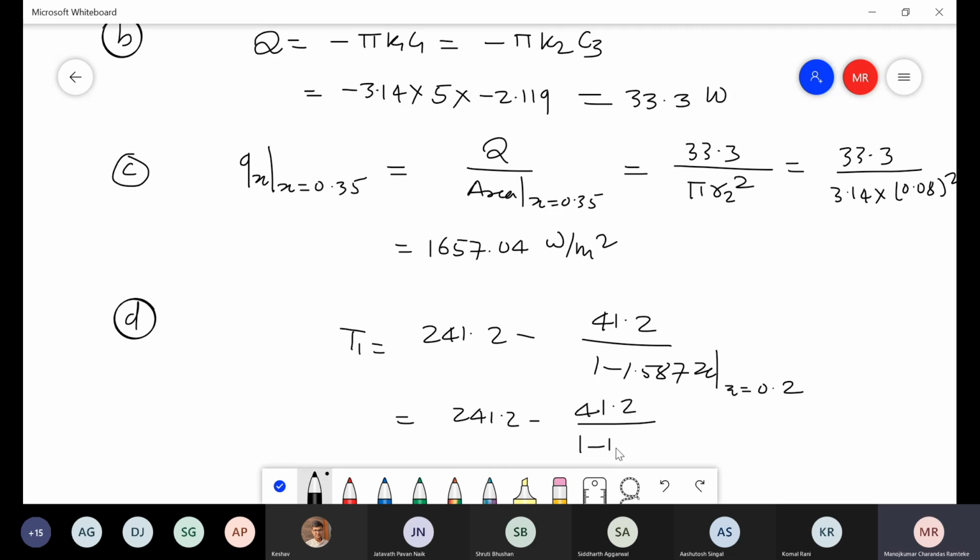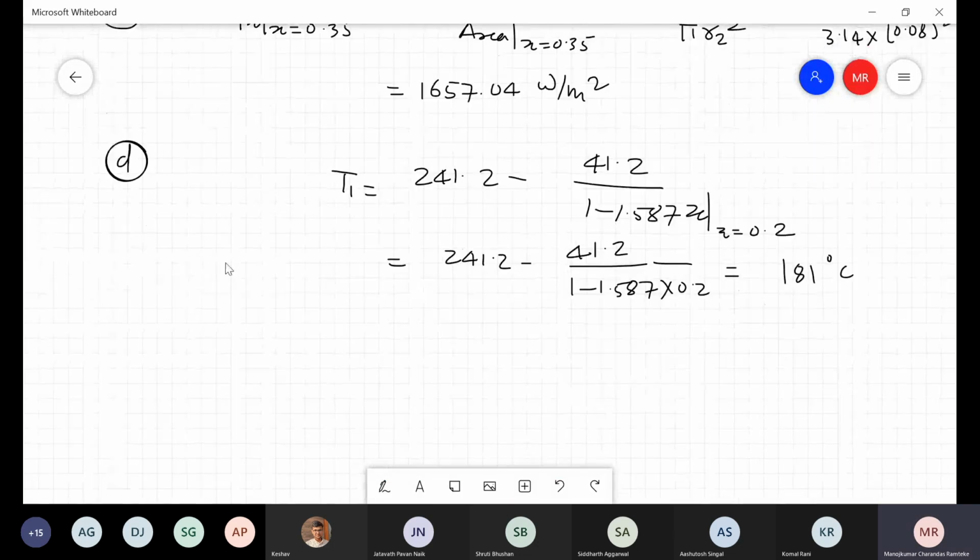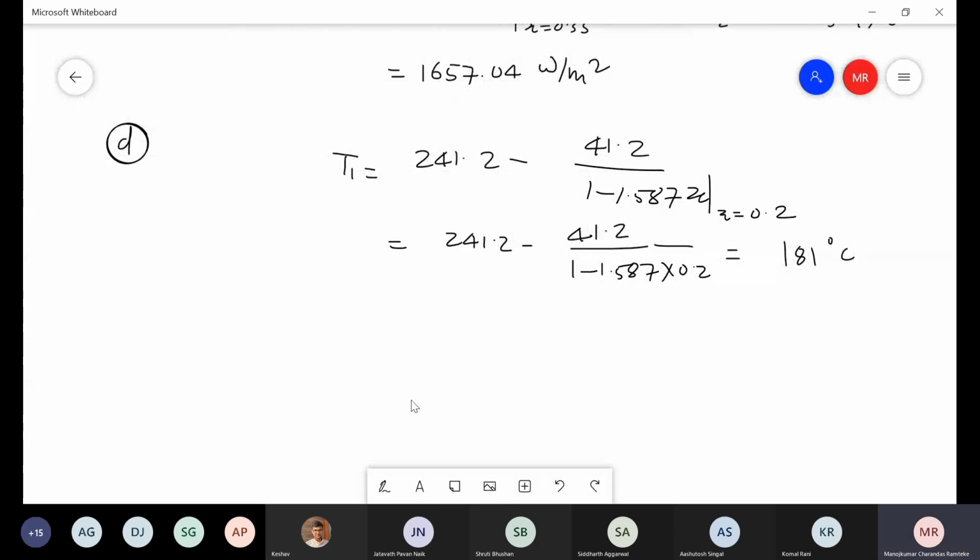So 1 minus 1.587 into 0.2. So that comes out to be 181 degrees Celsius. Just check whether you all are getting the same. Are you all getting the same? Yes, sir. Now again, what you are interested in finding is the flux Qx at x equals to 0.2, correct?